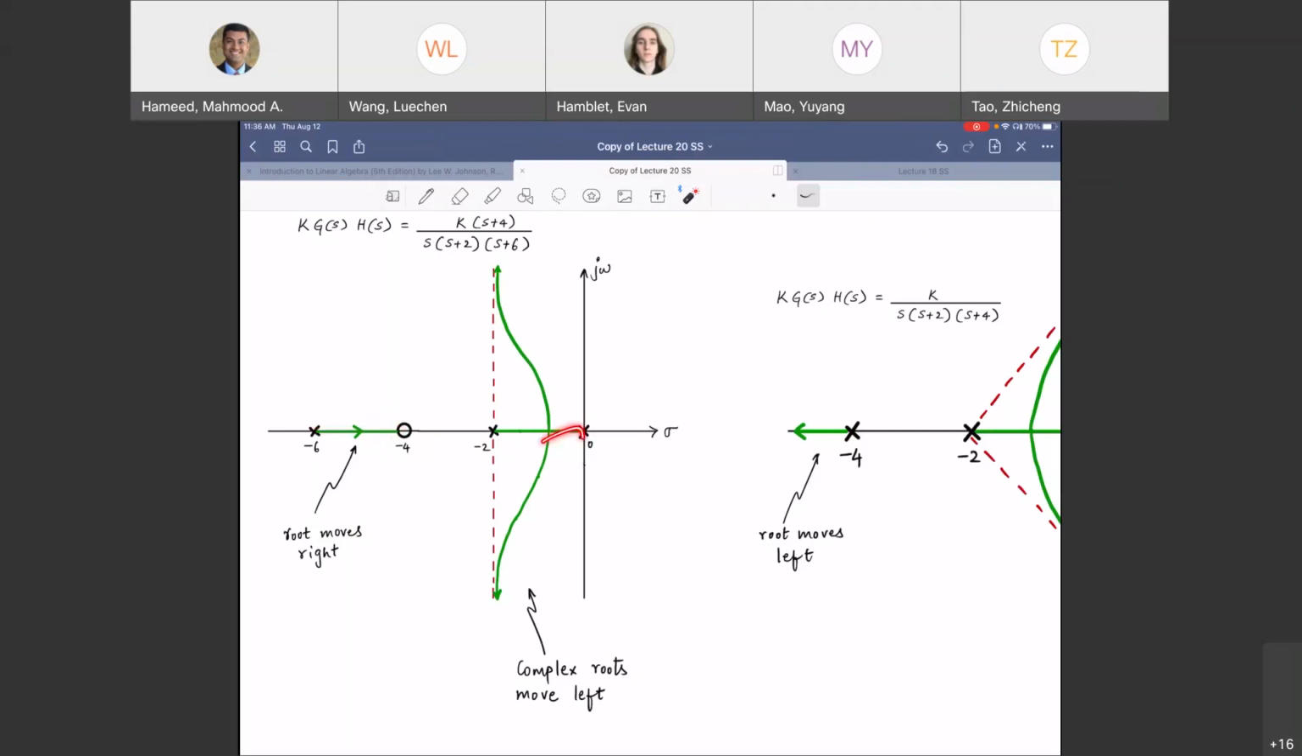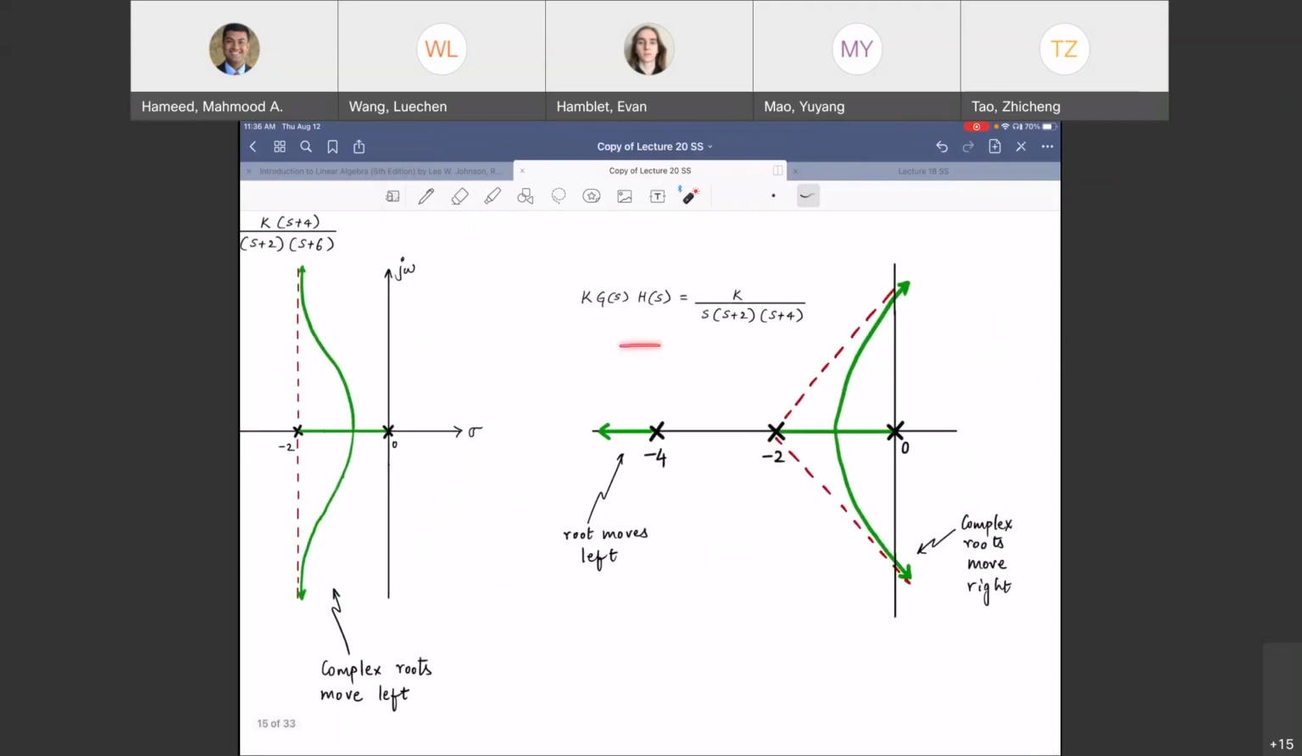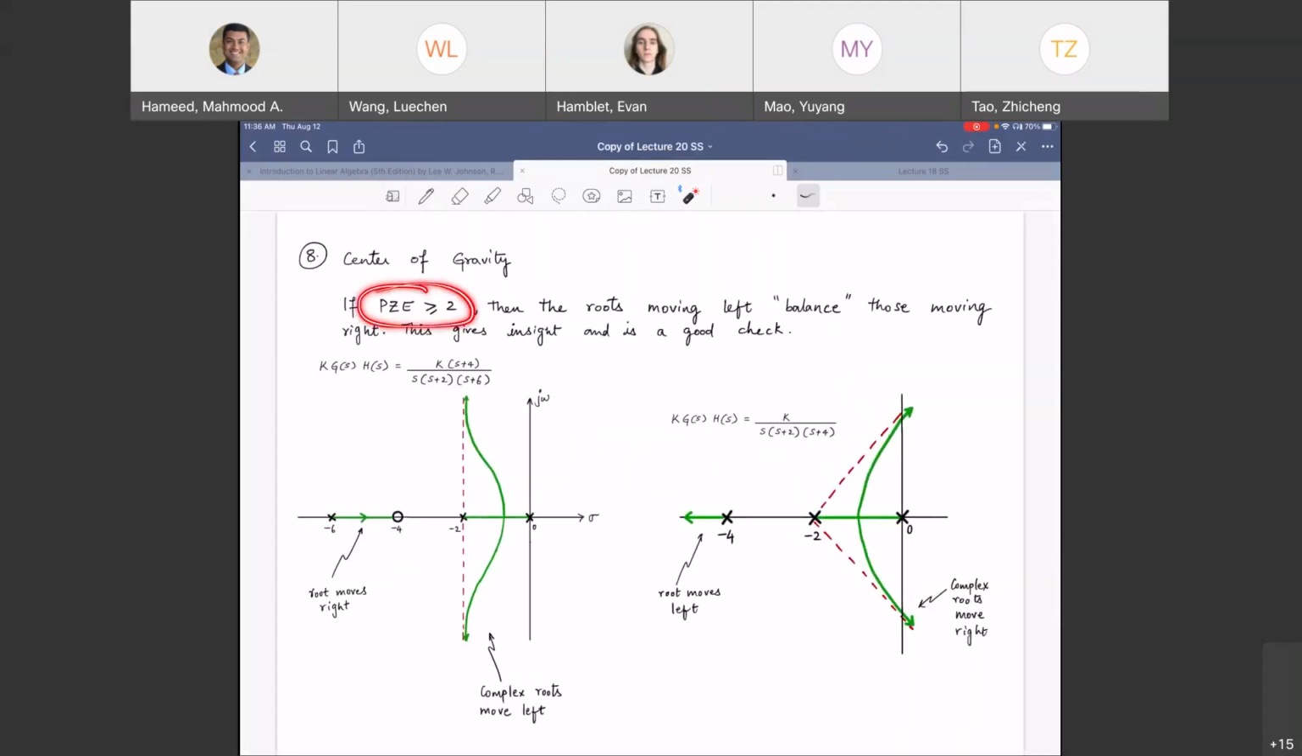To balance it out, you have 2 poles that move left, but they are complex conjugate poles. Similarly, if you look at this example, which is another example that we sketched earlier, one pole moves left. To balance it out, 2 complex conjugate poles move right. So this is for P minus Z greater than or equal to 2. If P minus Z is greater than or equal to 2, you will see this balancing nature between the root locus branches. How can I use it? Well, sketch out your root locus as an answer and just check it. This can give you a good insight and a good check on whether your answer is going to be correct or not.